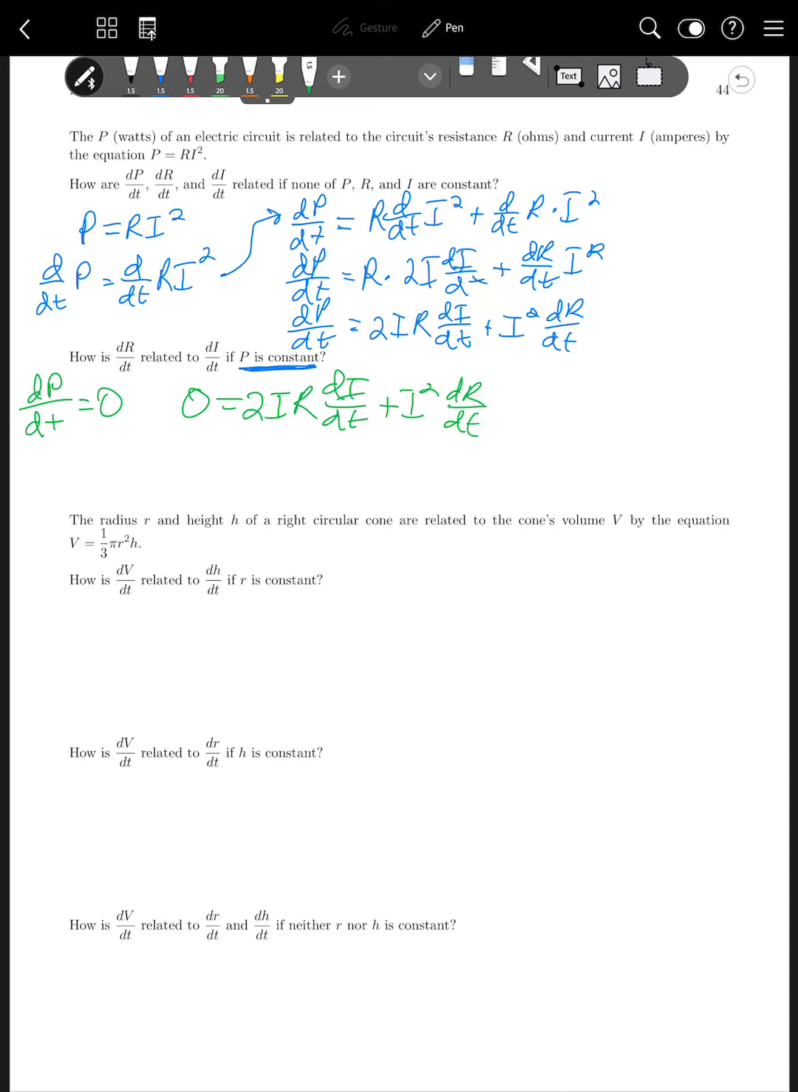So why don't you guys at this point pause this video and see if you can do these other ones here at the bottom, and then start the video when you're ready. Okay, so how is dV/dt related to dH/dt if R is constant? So we take the derivative of both sides.